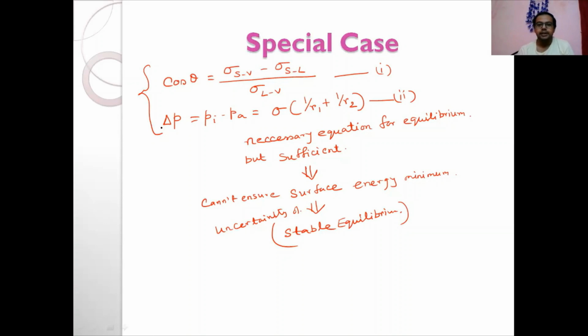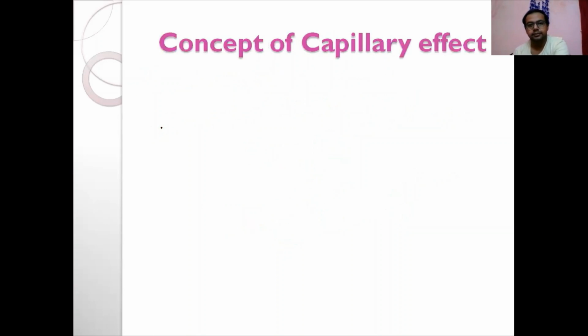Next concept, we will see the capillary effect. The most common example of the capillary effect is the ascent of sap. The trees, all branches, all leaves are getting water through the xylem. The ascent of the sap is due to the capillary effect.